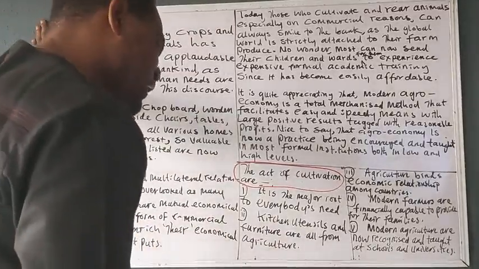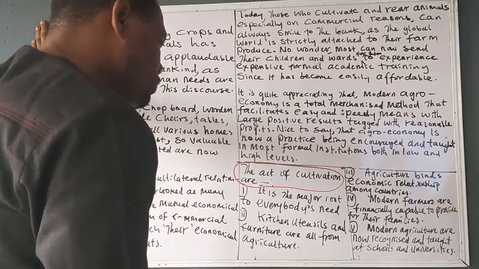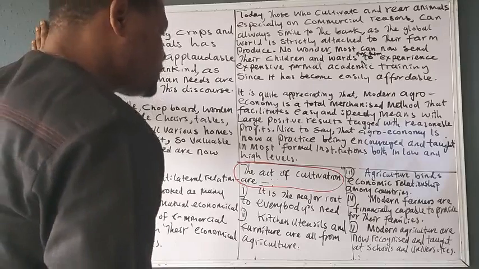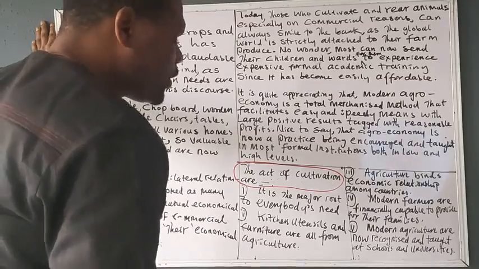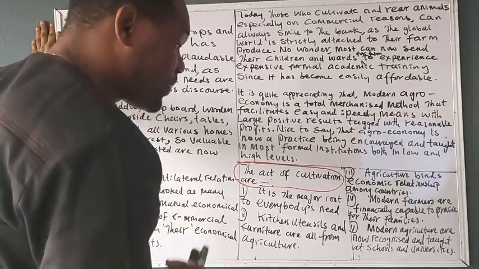let's see the response in here. So the response here is modern farmers are financially capable to provide for their families. I think that was a very nice point in there. Nice one. At least so far so good. We've seen the response of this exam taker, at least from paragraph 1 to paragraph 4.